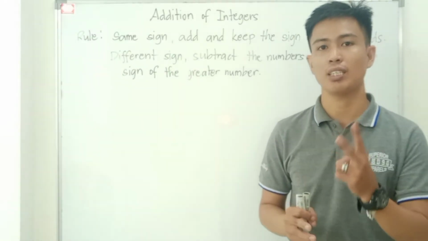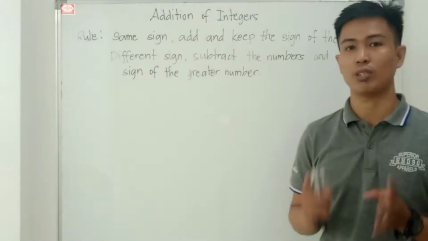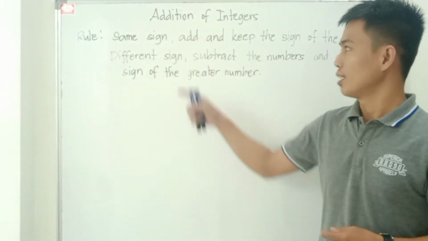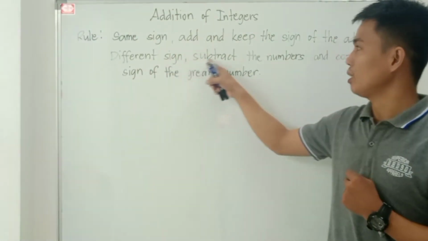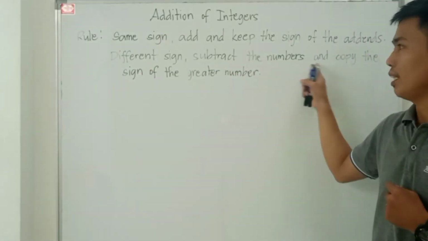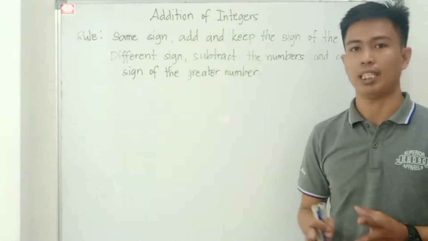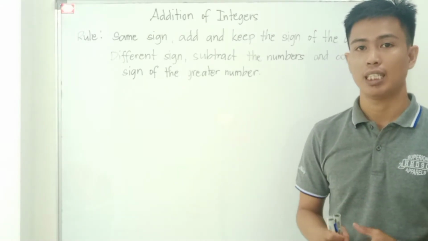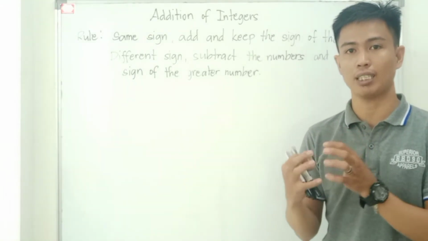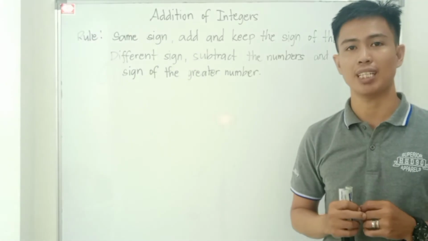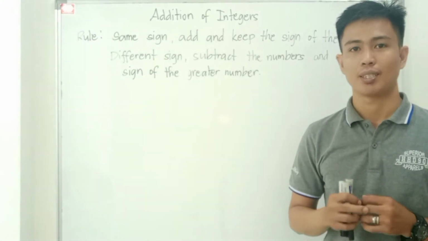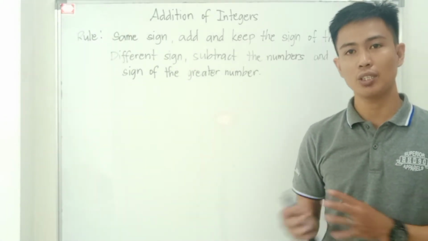And then, for the second rule, kapag naman magkaiba yung sign or different sign. So, kapag magkaiba yung sign, we subtract the numbers and copy the sign of the greater number. Or ibig sabihin, isa-subtract natin yung dalawang number at kukunin natin yung sign ng mas mataas na number. So, para i-apply natin yung rule, ito yung mga example.